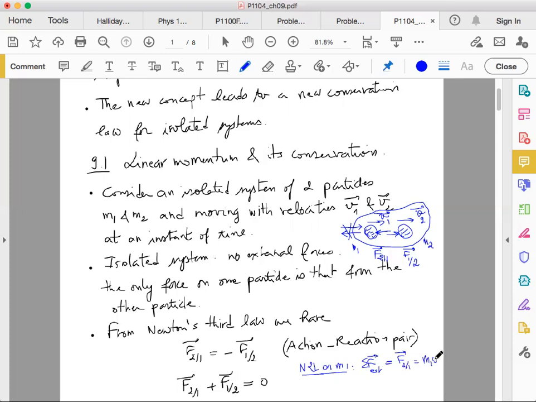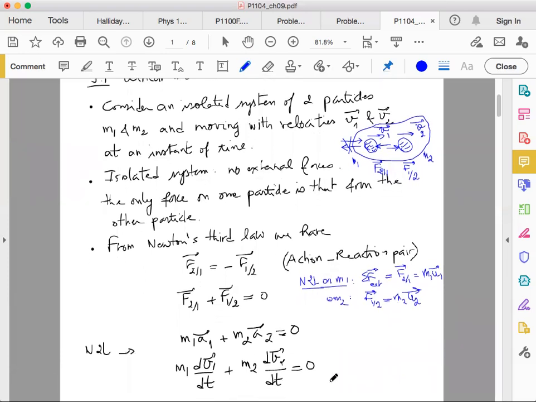So F21 is equal to m1 times a1. And in a similar way, if you apply Newton's second law on m2, you will find that the only force acting on it, F12, is equal to m2 times a2. So by taking this expression from Newton's second law, we will find out that m1a1 plus m2a2 is equal to 0.